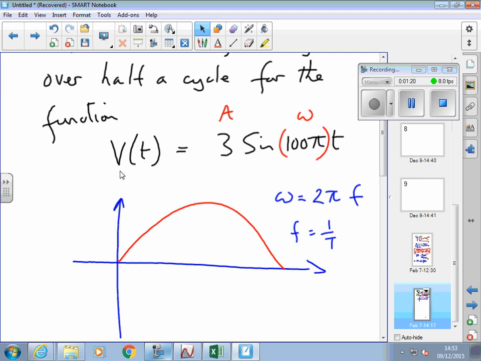So what is the frequency for this function? What is 100 pi divided by 2 pi? 50, thank you, Luke. So the frequency is 50. So what is the period of the wave? What's 1 over 50? 50 into 1, 0; 50 into 10, 0; 50 into 100, 2, so 0.02.